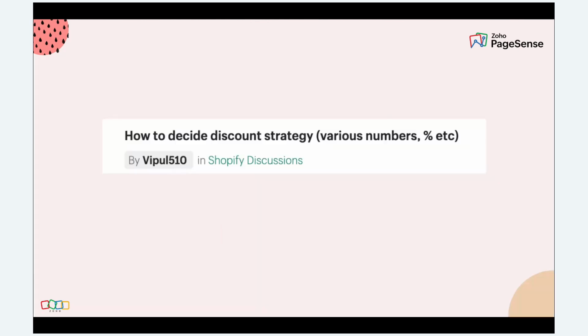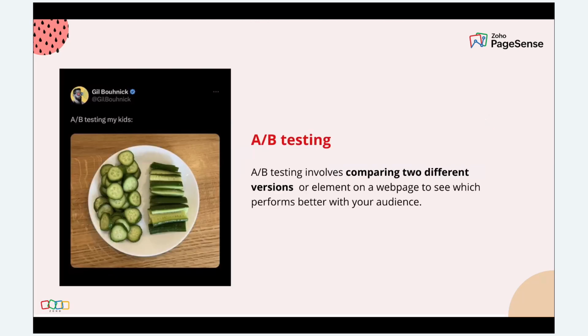Moving on to the next one, how to decide on discount strategy. Numbers, discounts, which one should you go for on your website, right? You can start with A/B testing. A/B testing is basically comparing two different versions or elements on a web page to see which one performs better with your audience. You can test different CTA buttons, website content, layouts, visuals, and more. And you can always implement the same strategy to see which discount strategy works on your website.